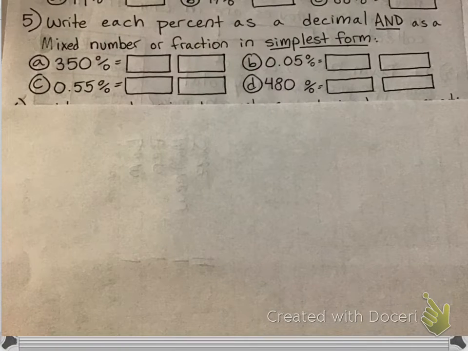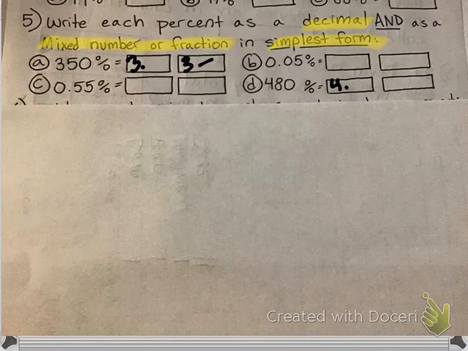So you're going to write each percent as a decimal and as a mixed number or fraction in simplest form. I'm going to give you a hint. When we have a percent over 100, we know that our initial thing is going to be 3 point something, and it's going to be 3 and some fraction. Same thing here with the 480. It's going to be 4 point something and 4 and something over something. Whenever we have over 100%, that's simply how it works. As opposed to when we have under 100%, it's going to be 0 point something and just a fraction.